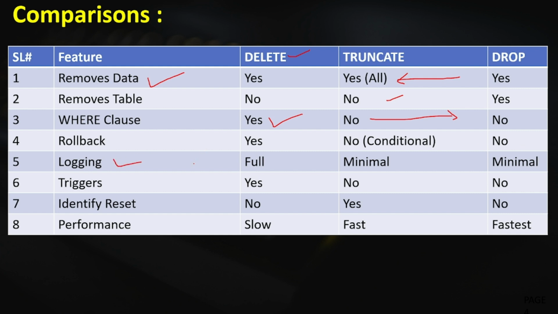Logging. Whenever a deletion takes place, things are managed behind the scenes. Things are actually audit trailed. They are logged so that at the time when it is required, we can get information out of those. If you do delete, it does logging row by row and it does full logging. But in case of truncate, it does minimal logging, and so does drop.